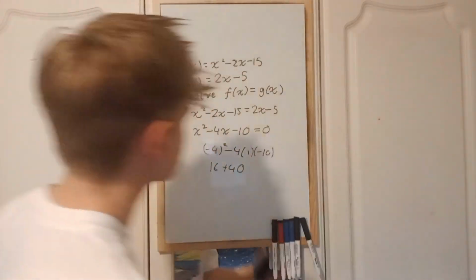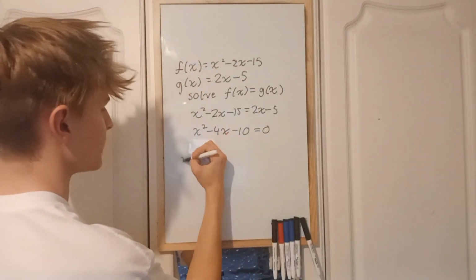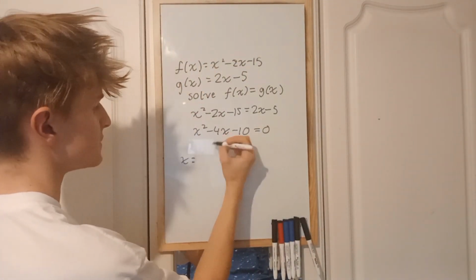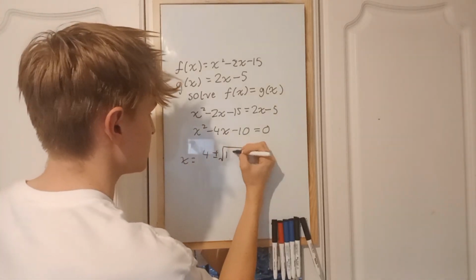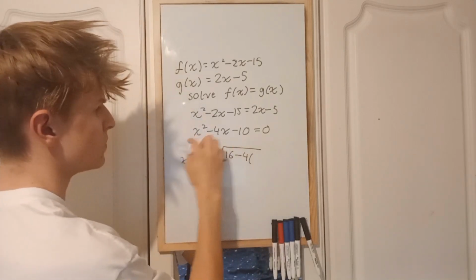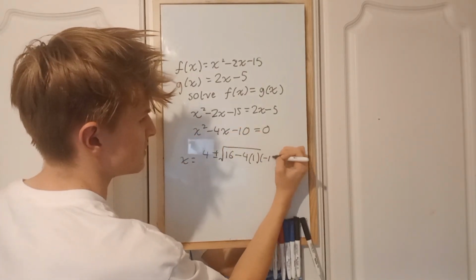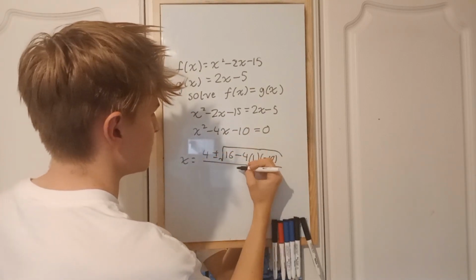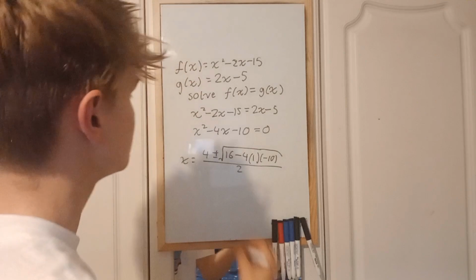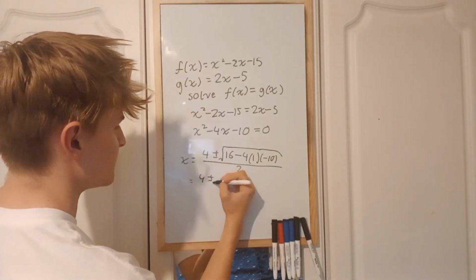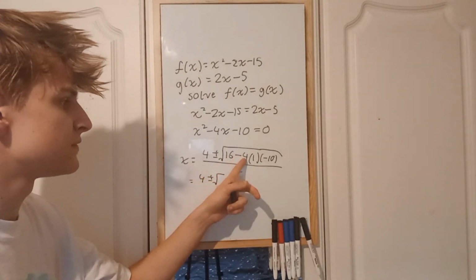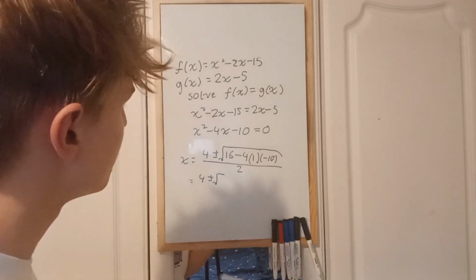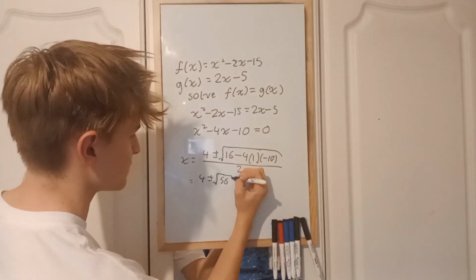And then we can just figure that out using the quadratic formula. So we can plug our values in. We get x equals negative b, so negative 4 is 4, plus minus root negative 4 squared, which is 16, then minus 4 times 1 times minus 10, and all over 2, because 2 times 1 is 2. And then we can simplify that to 4 plus or minus root. Well, 16 minus 4 times minus 10, that's 16 plus 40, which is 56, over 2.